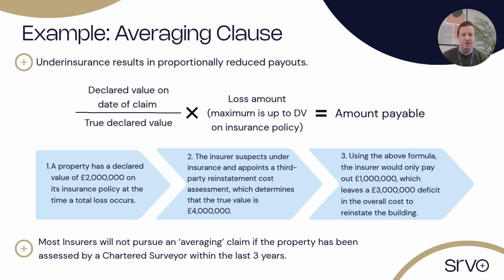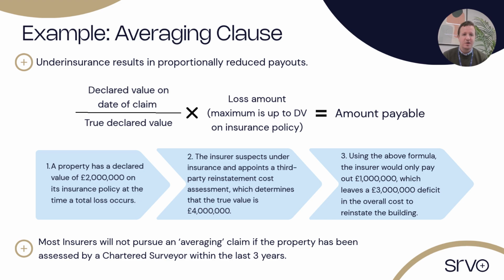They then appoint a valuer to go out and do an independent reinstatement cost assessment. And in this case, it's come back and said, actually, this should have been insured at £4 million. So in this instance, we have a real problem because they then look at that and see that in effect, the property was about 50% underinsured at the time of loss. And they use that formula at the top to establish what their element of the payout should be.